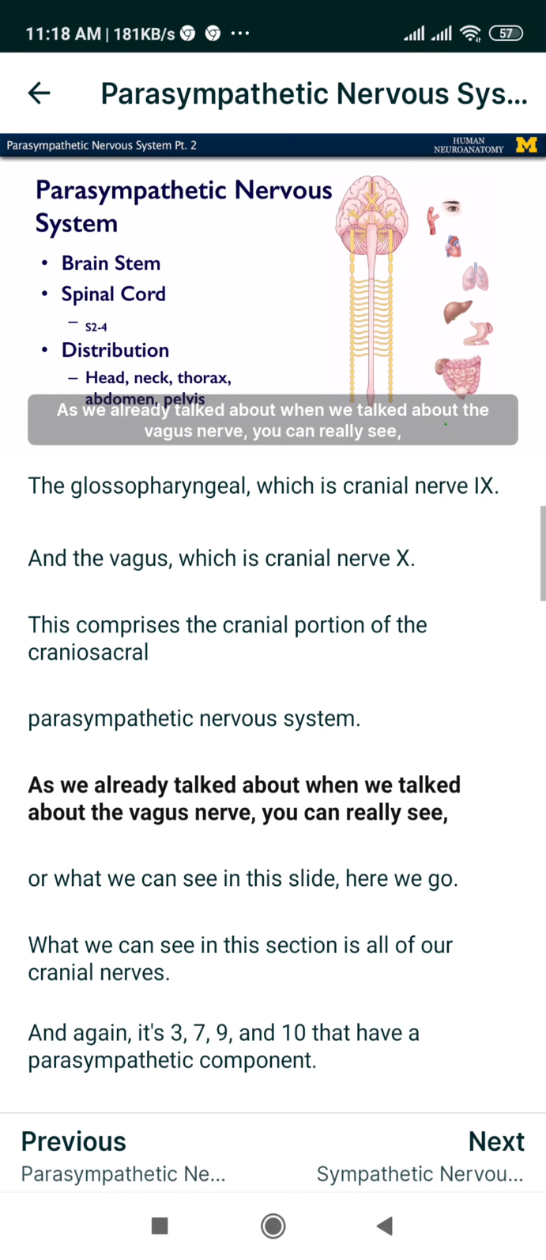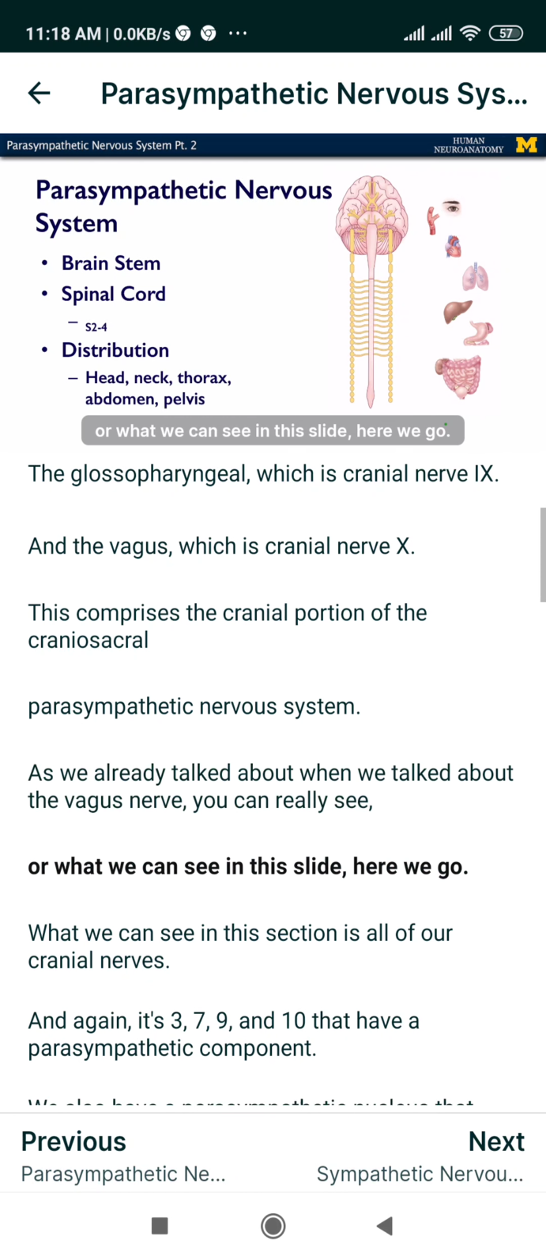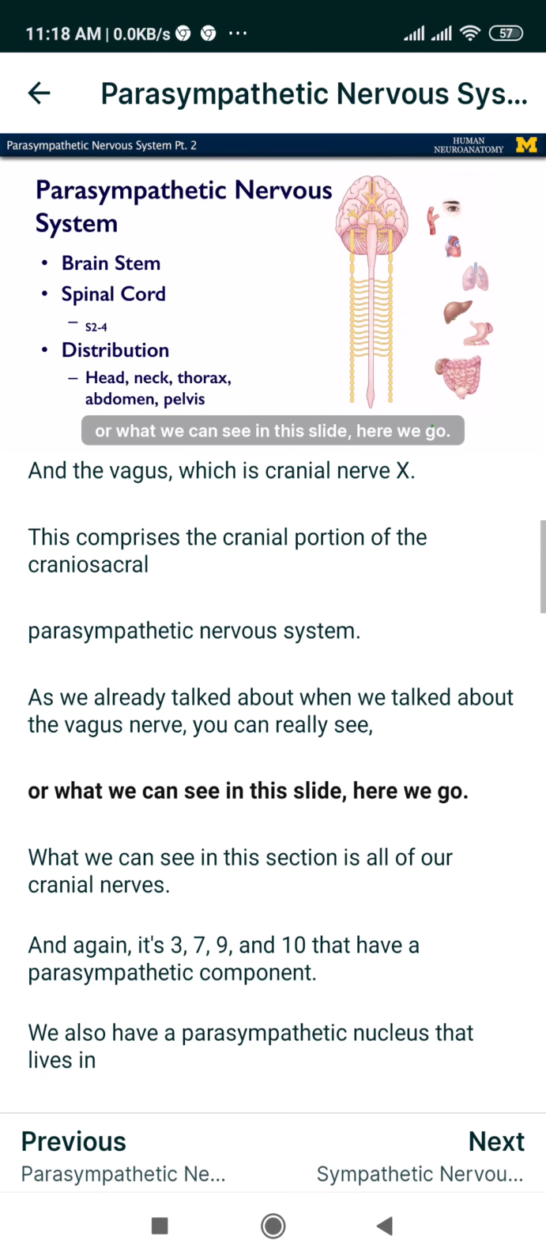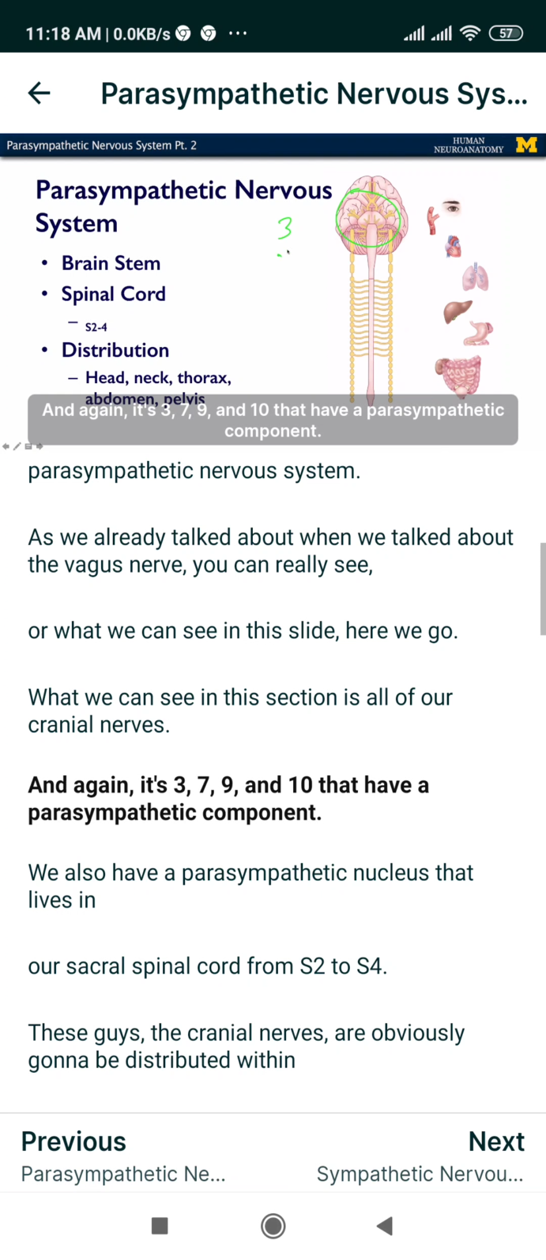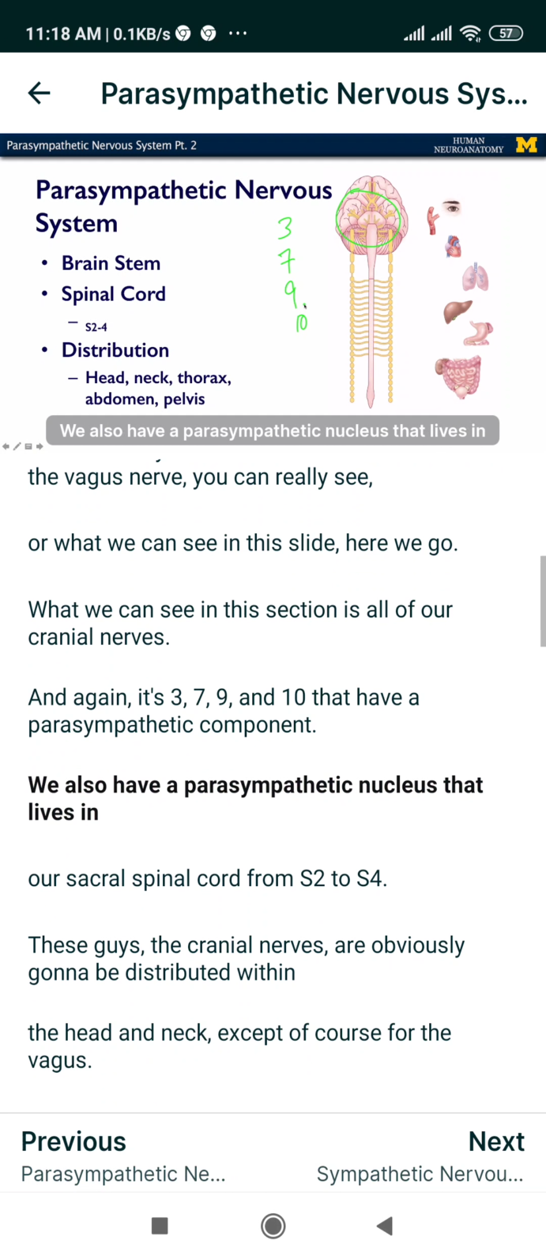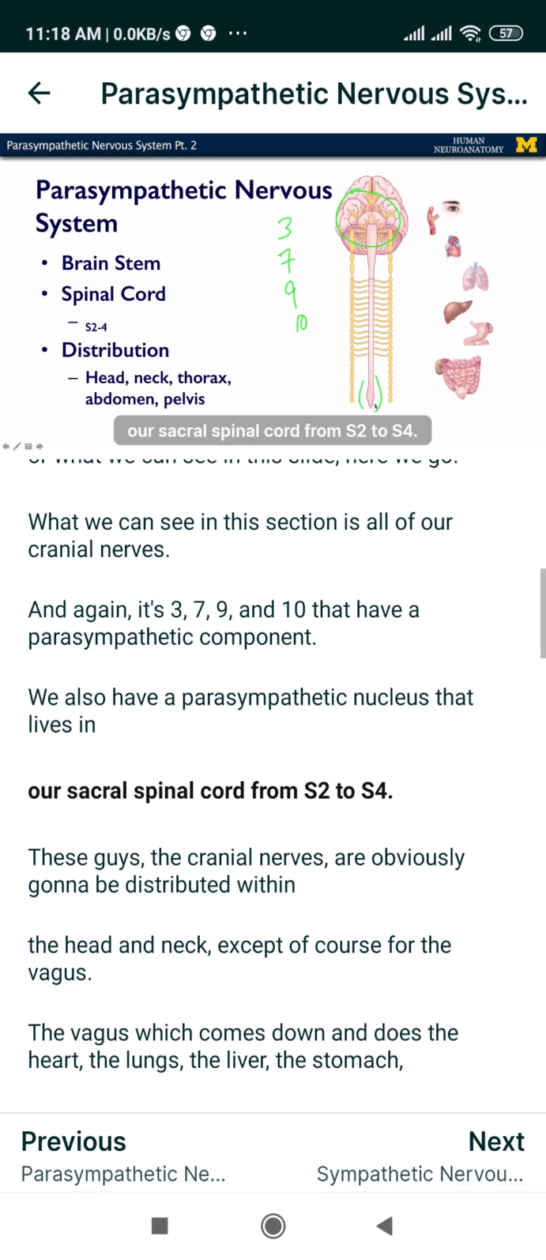As we already talked about when we talked about the vagus nerve, what we can see in this slide is all of our cranial nerves. And again, it's 3, 7, 9, and 10 that have a parasympathetic component. We also have a parasympathetic nucleus that lives in our sacral spinal cord from S2 to S4.